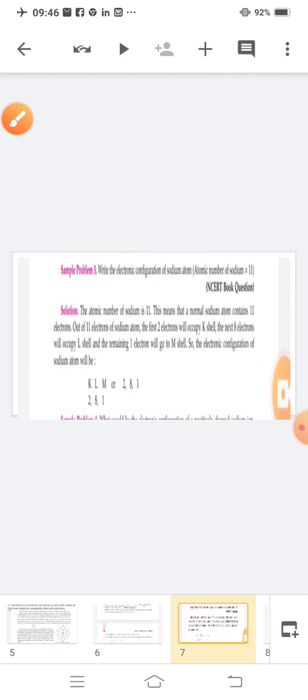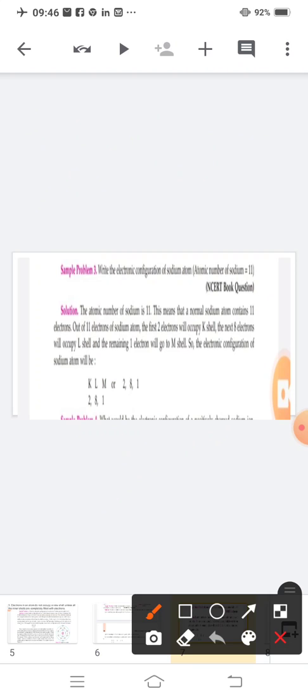Write the electronic configuration of sodium. You have to write the atomic number. Sometimes in the exam the atomic number is given to you and sometimes it is not given to you. So the atomic number is 11.